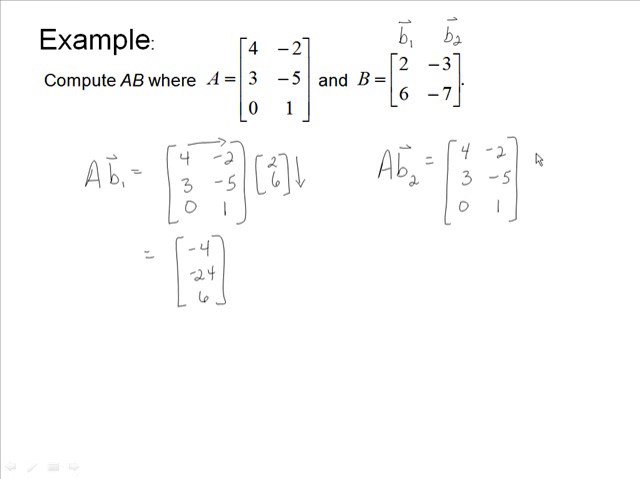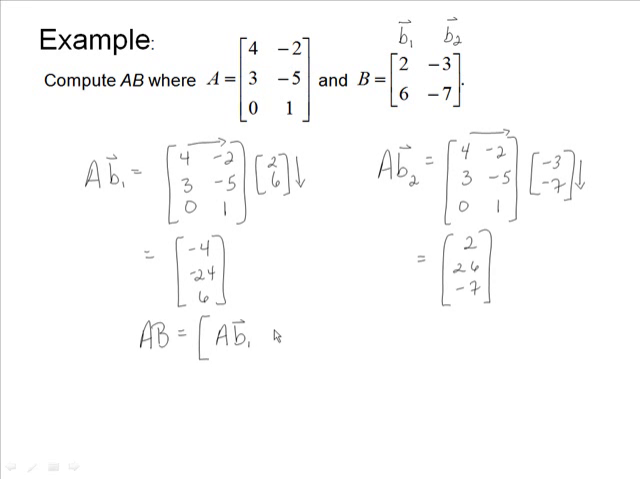And now we'll multiply my matrix A times my vector B2. So I have my matrix A times the vector B2. And again, we'll multiply across and down. And we get 2, 26, -7. So we know then that when I multiply my matrix A times my matrix B, then I end up with a new matrix where the columns are A times my vector B1 and then A times my vector B2, and that's the definition we looked at. So we see then that AB is simply the following matrix.